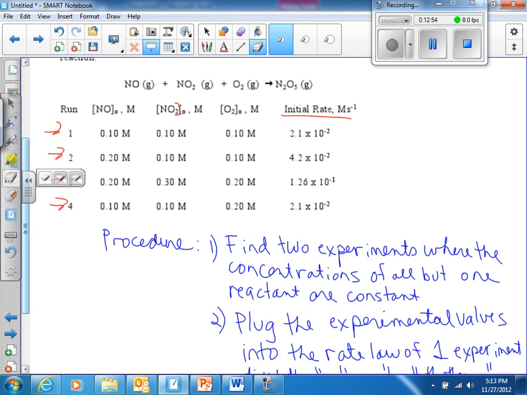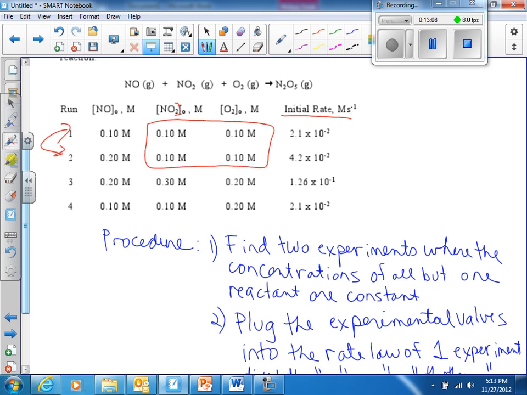Okay, so let's find 2 experiments. Let's erase this first, where the concentrations of all but one chemical are constant. And I see run 1 and run 2. These are constant. So I can do this. And I tend to like to put the rate that was larger. Notice this, we're going to look at the initial rates here. The initial rate in run 2 is larger than the initial rate in run 1. So I'm going to put experiment 2, or run 2, on top. So rate 2 over rate 1.